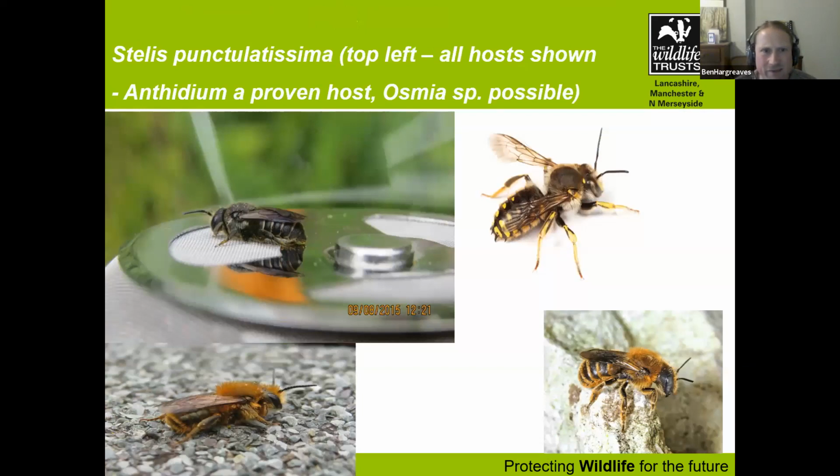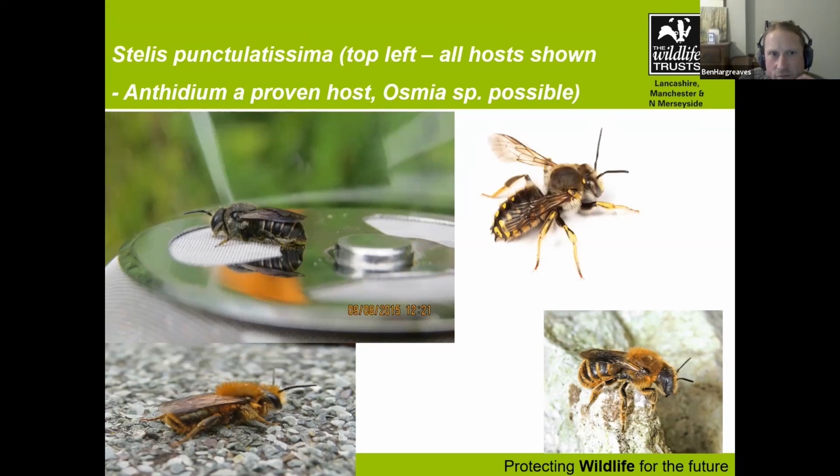Next slide, please. Now the parasite Stelis, along with Coelioxys, the sharp-tail, are some of the few parasites within the group. The smaller Stelis I have mentioned just because they're so infrequently seen. The largest Stelis is not common either by any means. It's top left. Punctulatissima gets its name because of the very, very strong punctures on the body.